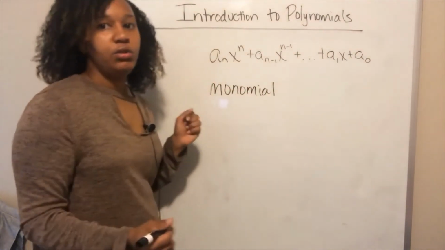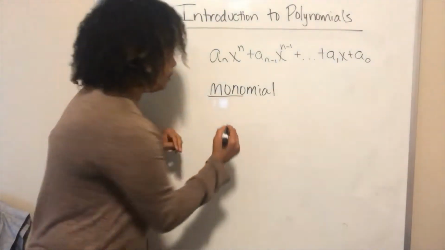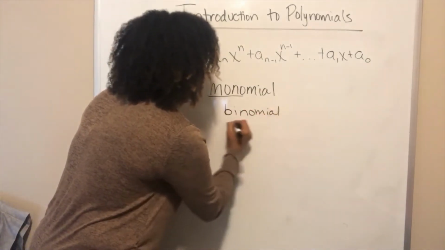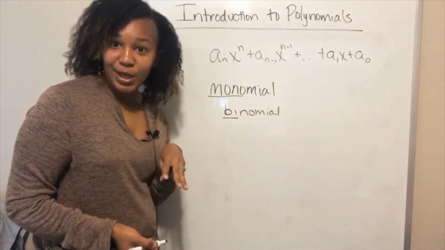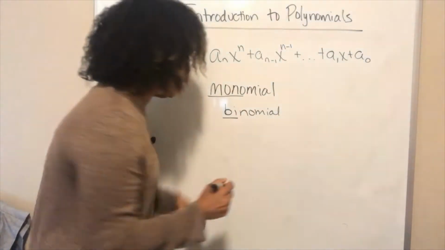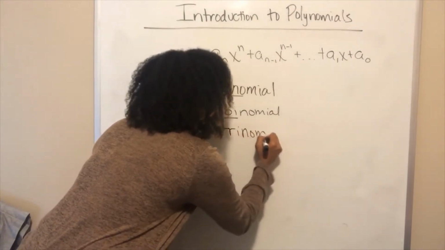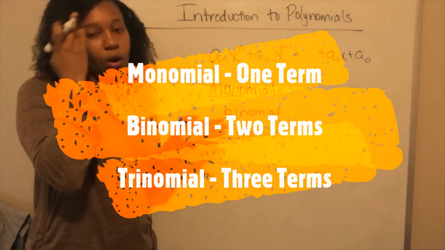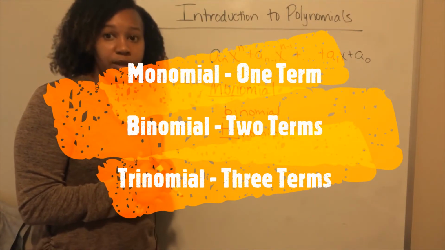If there is one term, the prefix mono means one. If there are two terms, we call that a binomial. The prefix bi means two, and then guess what we call it if there are three terms? If you said trinomial, you are correct. Trinomial, because the prefix tri means three. So this is one way we classify polynomials, based on the number of terms that it has.